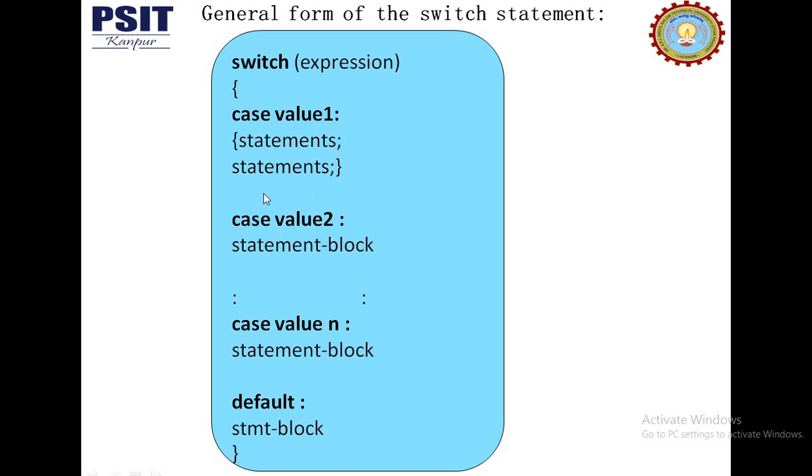But in this logic we don't have anything to stop it. Suppose the expression has a result that matched value 1, then all the cases below value 1 will be executed up to default. So to stop this and to execute only one particular case, we have to apply break after each case, right? But after default there is no need of break. We will see why these things are required, right?